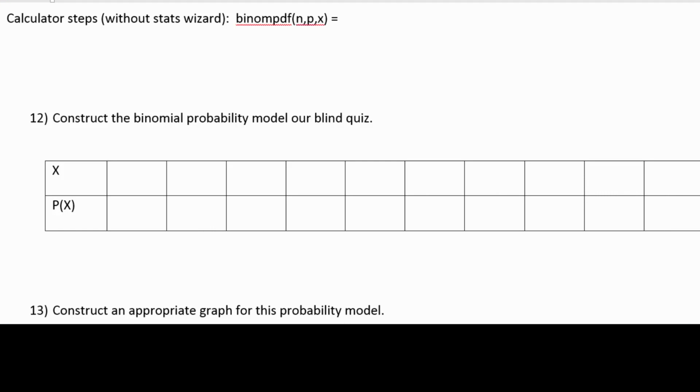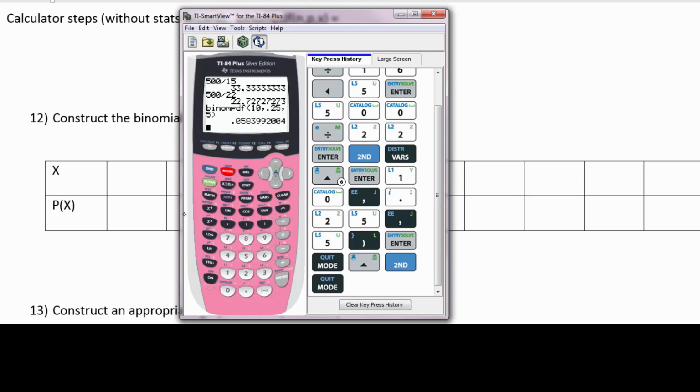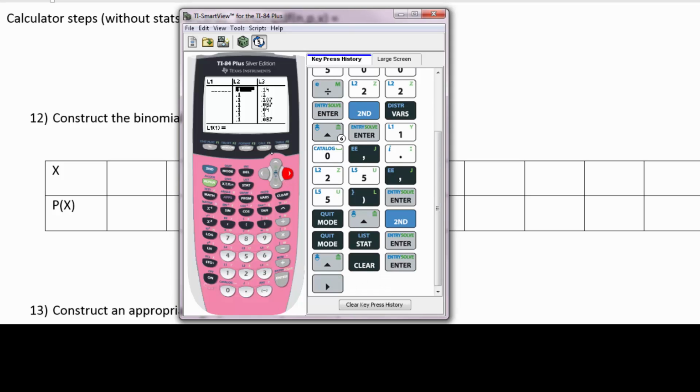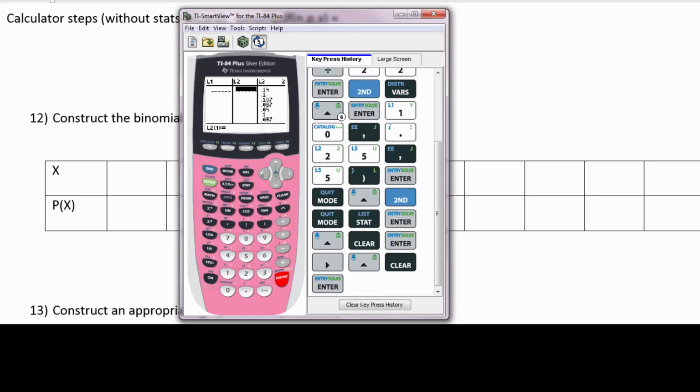So in my calculator, what I'm going to do is make a list. So stat, edit, and in list 1, let's clear this out. And in list 2, we're going to clear that out as well. And in the first list, we're going to put all of our numbers.